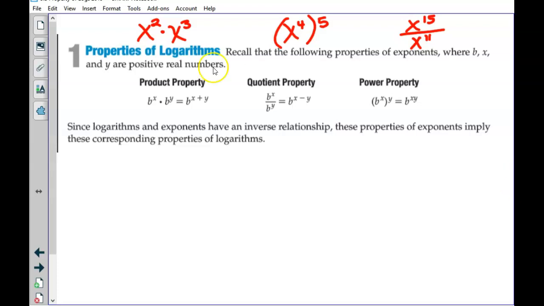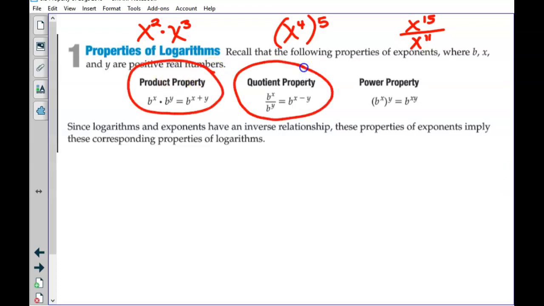Properties of logarithms. This is based on properties of exponents. Remember these guys? So if you had something like this, you would do what with those? When you were multiplying, it meant you ended up adding the exponents. Everybody with me? That's because multiplication is really repeated addition, right? Do you remember that from when you were a kid?